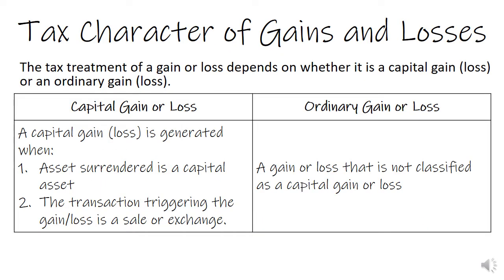As a means of review, it's important to point out the difference between a capital gain or loss and an ordinary gain or loss, because your textbook material refers at multiple points to how the gain or loss is treated. A capital loss or gain is generated when the asset surrendered is a capital asset and the transaction triggering the gain or loss is a sale or exchange. An ordinary gain or loss occurs on any other type of gain or loss.